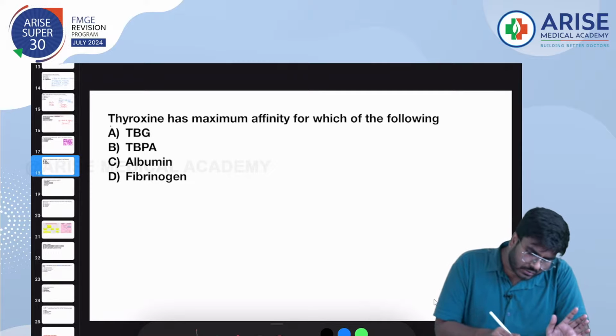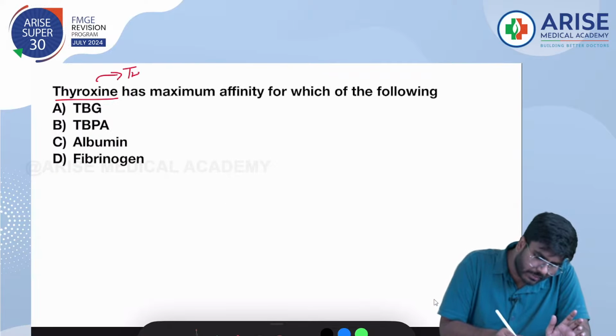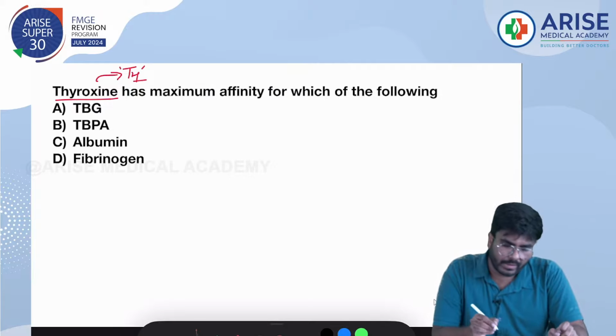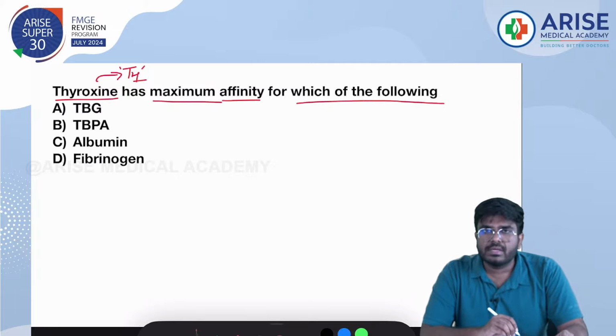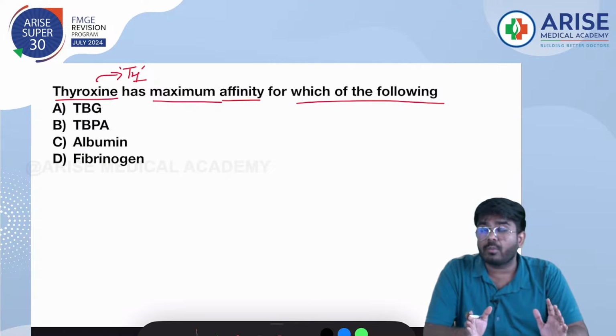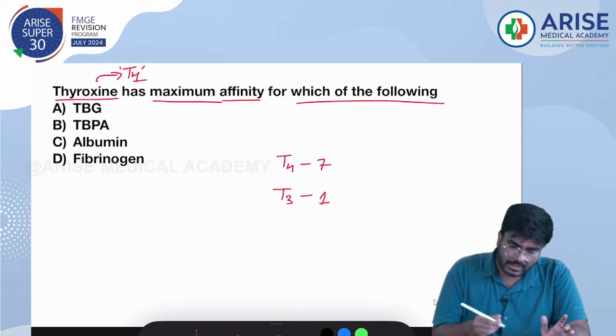Next, thyroxine. The moment you see the word thyroxine, immediately what should come into your mind? It's T4, thyroid hormone. Thyroxine has maximum affinity for which of the following? So T4, you know, has a long half-life. T4 has a half-life of almost 7 days. T3 has a half-life of just 1 day.